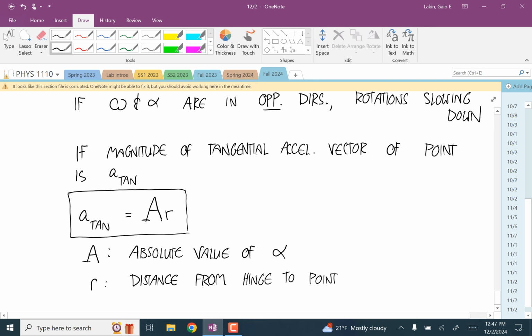Does it make sense that we would think of that as kind of like a radius, that distance from the hinge? Yeah, because every point is in circular motion, and this r is the radius of that circle. Okay.